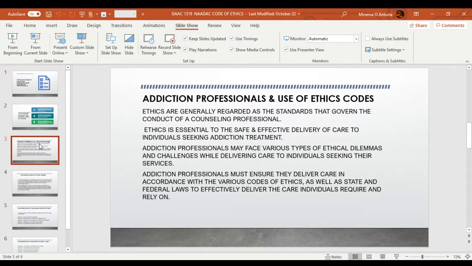It is not ethically appropriate for a counselor in a 12-step program to sponsor their own clients or to chair a meeting where they are employed. So addiction professionals must ensure they deliver care in accordance with the various codes of ethics, as well as state and federal laws, to effectively deliver the care individuals require and rely on.